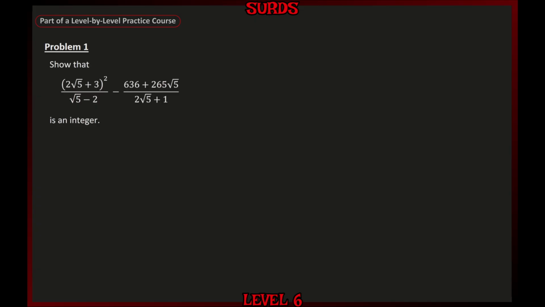Now looking at the numerator on the first fraction, we have 2 root 5 plus 3 squared. And this means that 2 root 5 plus 3 is being multiplied by itself. So we can write it out in two separate brackets. And we can now expand.